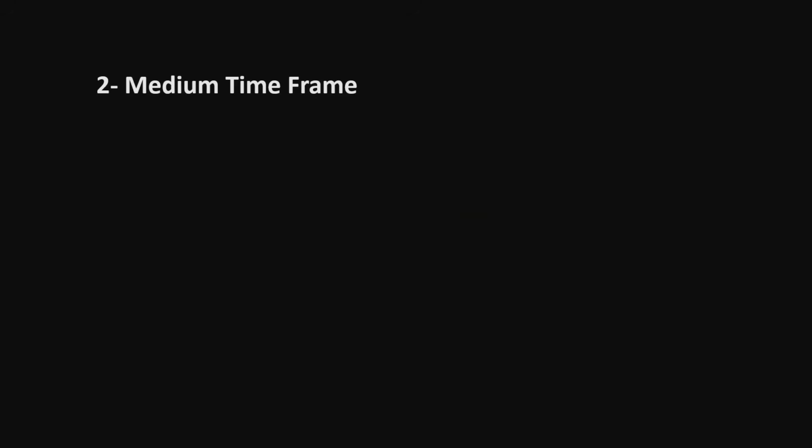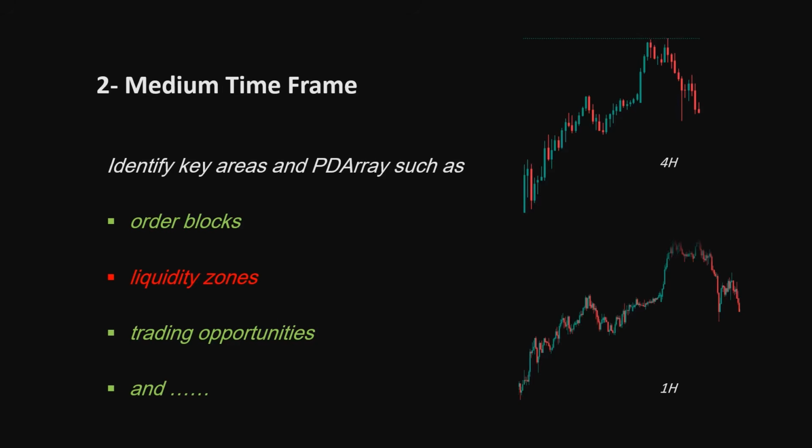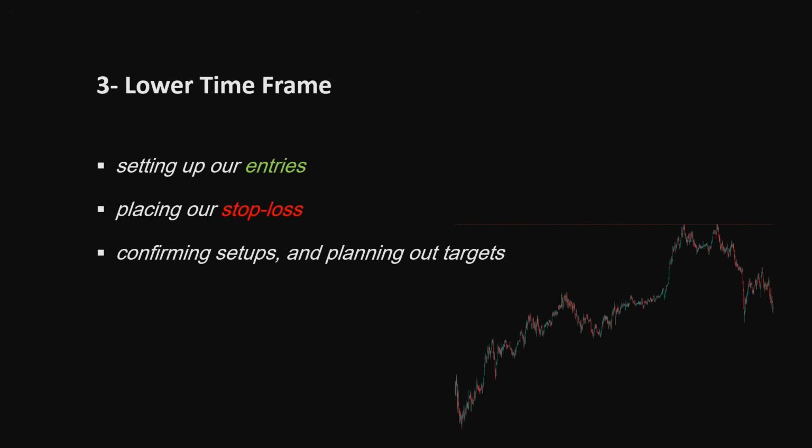Medium timeframes are where we start to fine-tune our setups. Here, we narrow down key areas such as order blocks, liquidity zones, and trading opportunities, and identify trading ranges where opportunities might emerge. Lower timeframes are all about execution, setting up our entries, placing our stop loss, confirming setups, and planning out targets. Each layer, high, medium, and low, has its own specific purpose and needs to be respected.